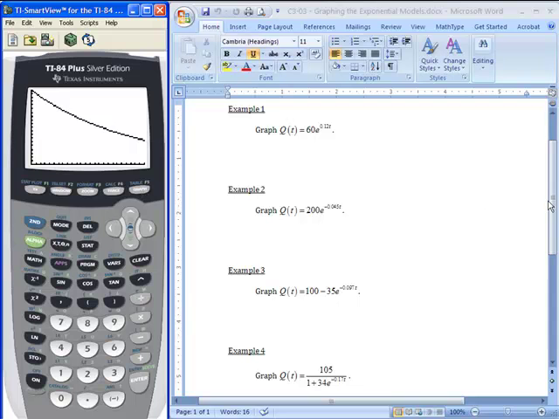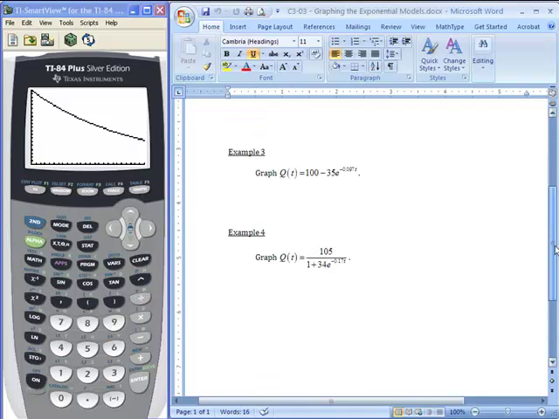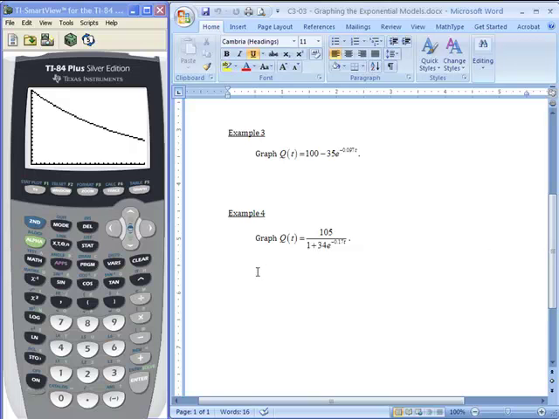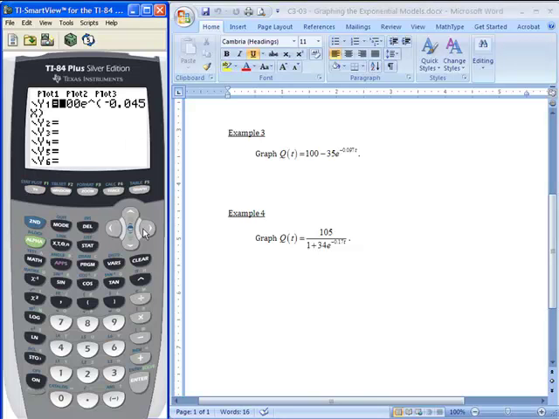All right, let's move on to examples 3 and 4. These curves are a little bit more complex, if you will. There's a little bit more the calculator can do for us and explain to us as we go along. So let's see what we've got here. I'm going to go to the y equals menu, and I'm going to clear out what we had before. And we're going to look at this as being y is equal to 100 minus 35 e to the negative 0.97x in the calculator. So I'm going to enter that in.